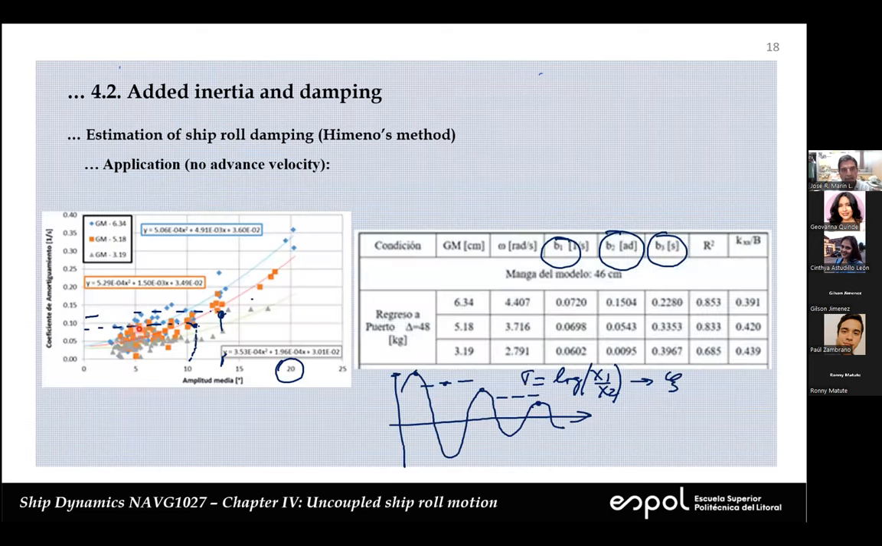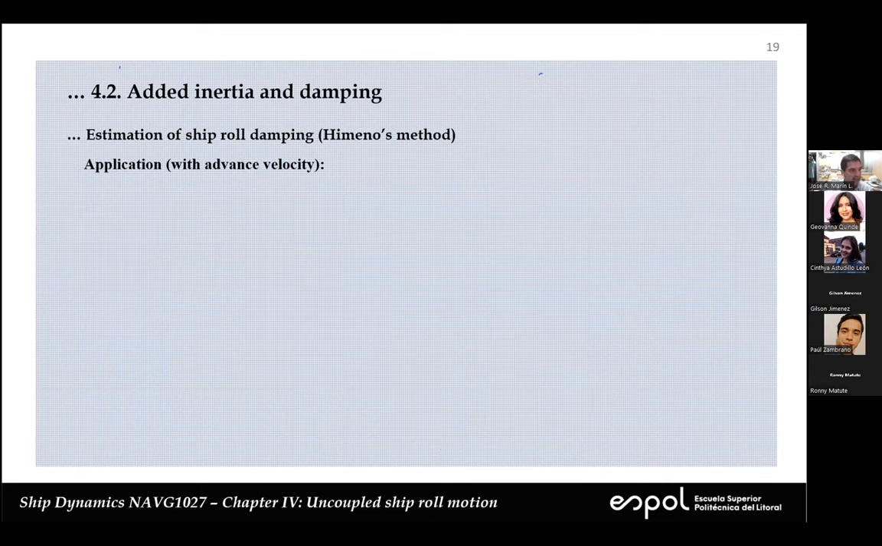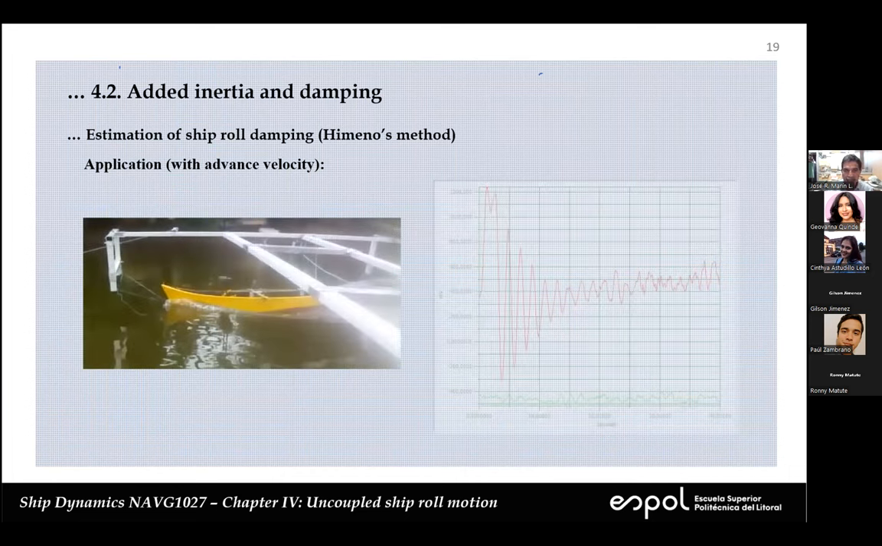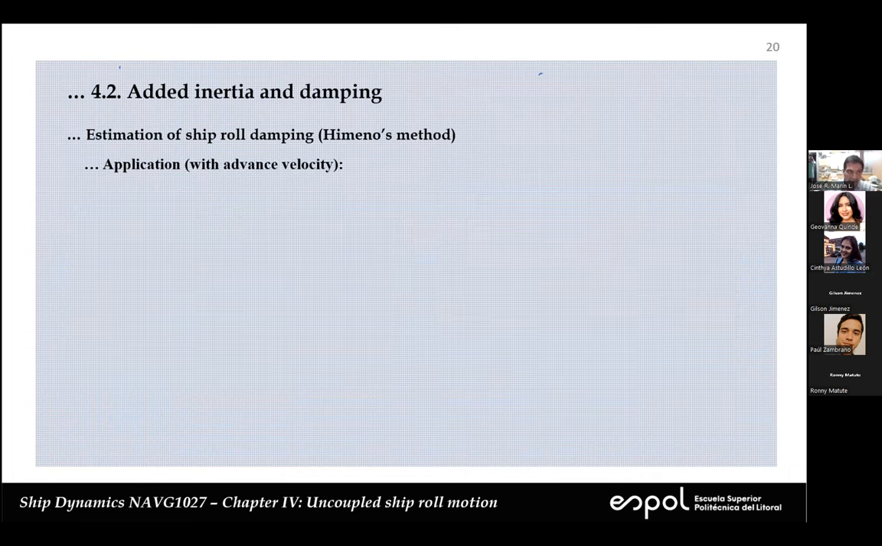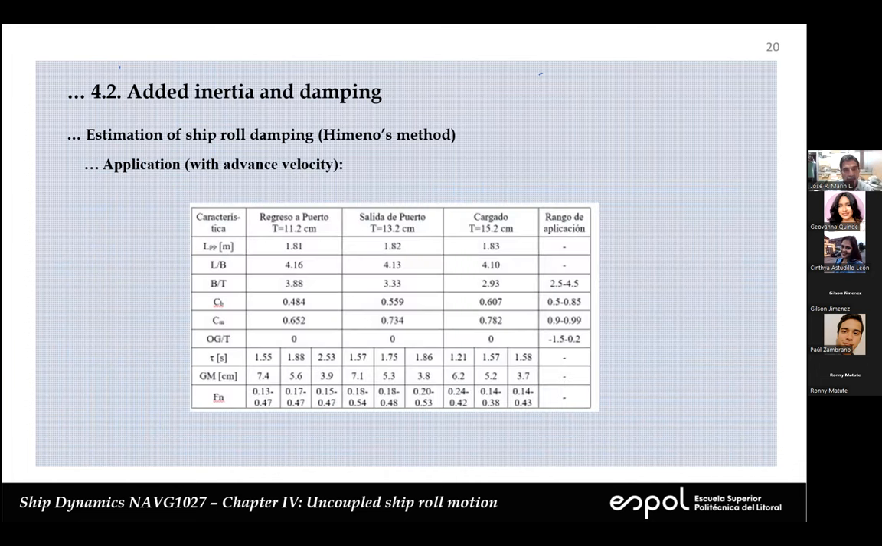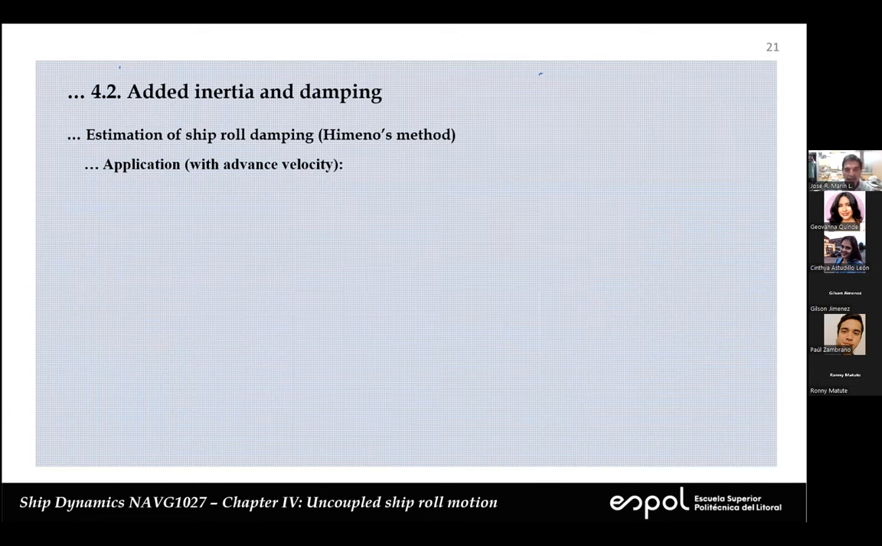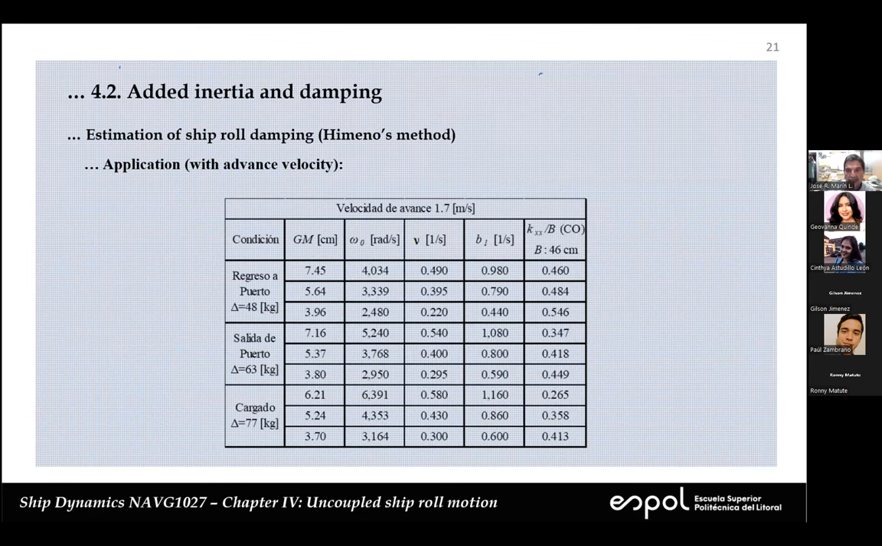We're not going to do this because we assume that the oscillations in general are hopefully not going to be that large. So we can assume that the system is just linear. In this case, we are not going to use advanced velocity, so this is not for you. If in some case you need to estimate it, this could be a good reference. So you can see here how this coefficient B1 can be employed to estimate the damping coefficient.